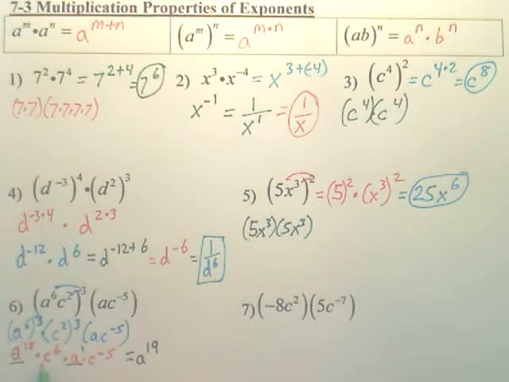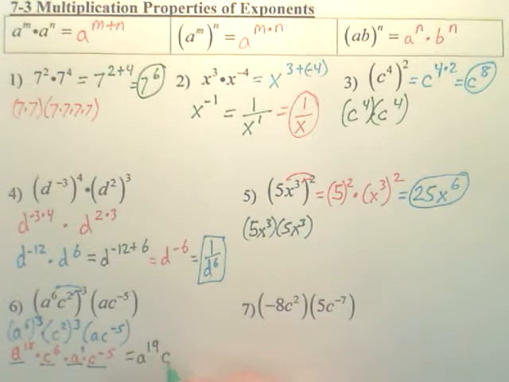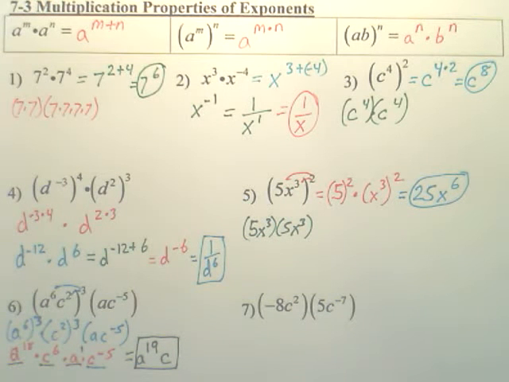And then these are going to combine, and 6 and negative 5 will give you c to the 1st, which you don't need to put the first power. So there's your answer. Again, once you get to here, you combine the a's, combine the c's, and then you add the powers of each.